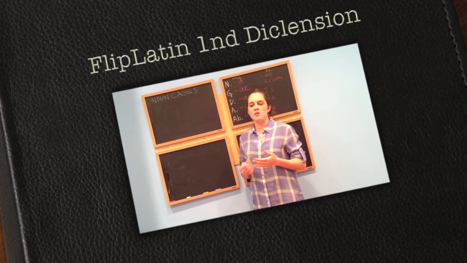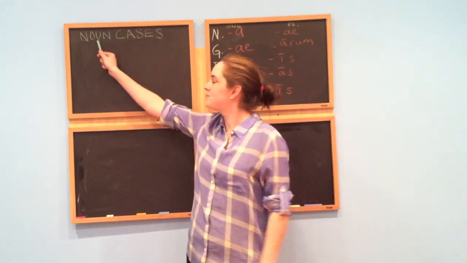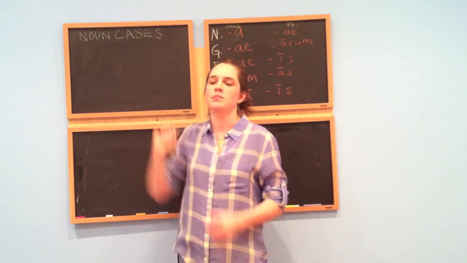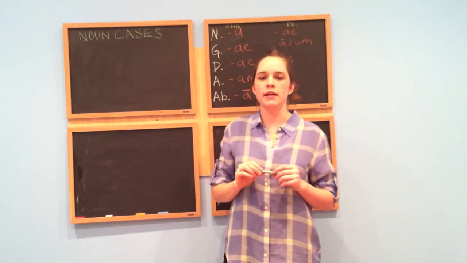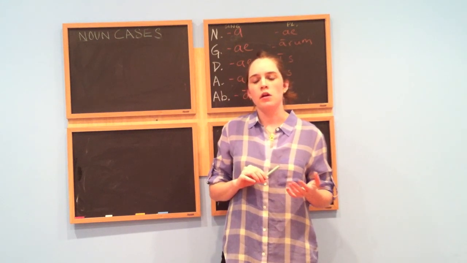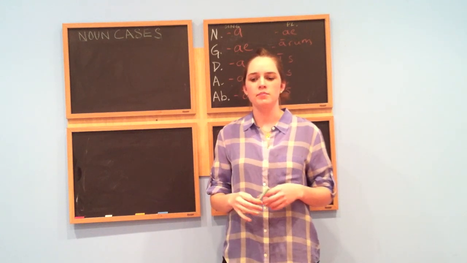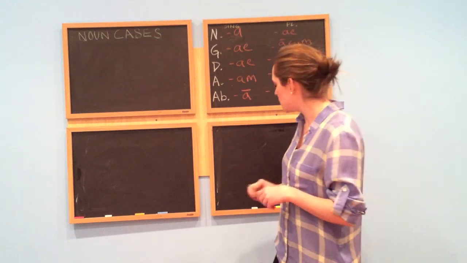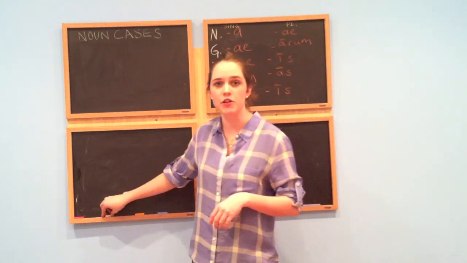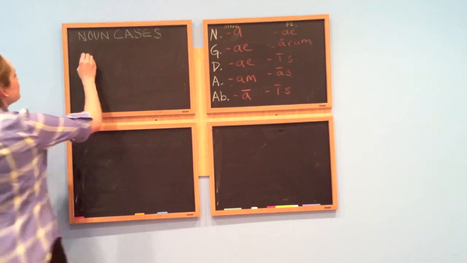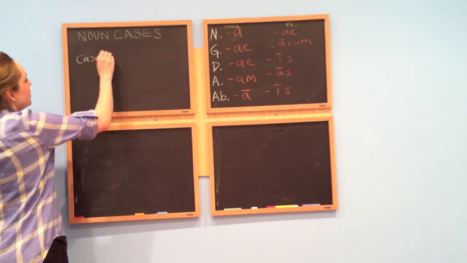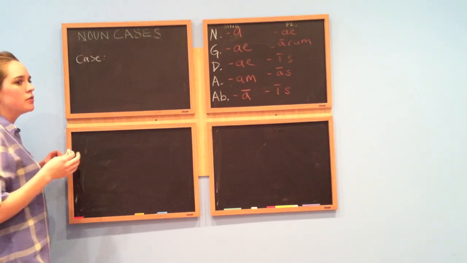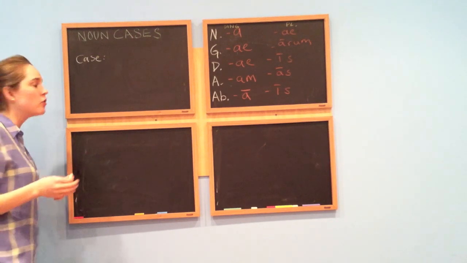This lesson is on noun cases. A noun is a person, place, thing, or idea. Idea nouns are words like happiness, or fervor, or gratefulness. A case is a little bit more obscure of a term. A case is a form of a noun which tells you its role in a sentence, its grammatical role.